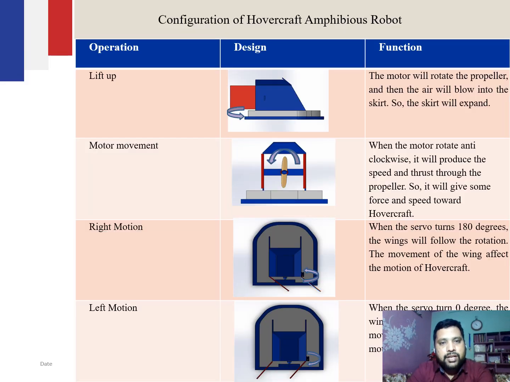Basically there are four different movements. One is the lift using a front motor, and creating a thrust using the rear end propeller, and the right and left motion is carried out with the help of servo motors. It can be a right or left motion depending upon the degrees of angle we need to steer.